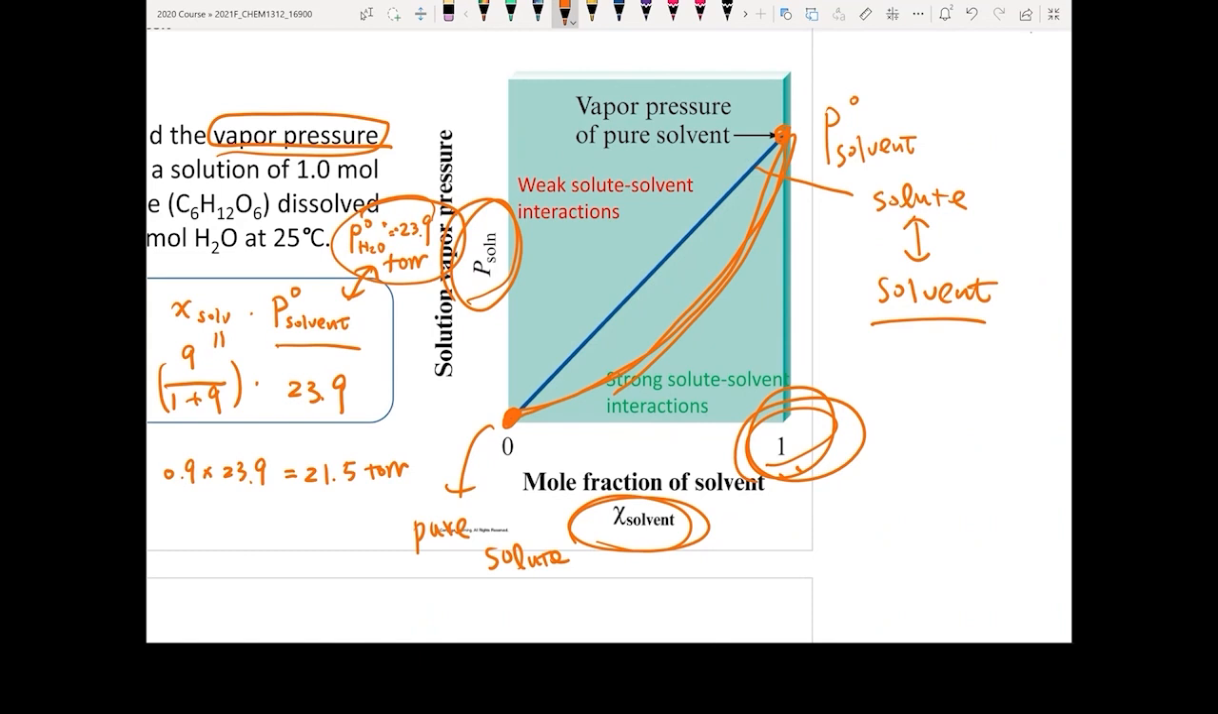There's actually another situation. In your textbook, they say it's weak solvent-solute interaction. But I really want to say if your solute and the solvent don't like each other, they are actually repulsive from each other. In other words, they want to kick each other out. In this case, adding this type of solute into your solution is going to promote the evaporation process. Therefore, if you plot out that curve, you will see something like that line.